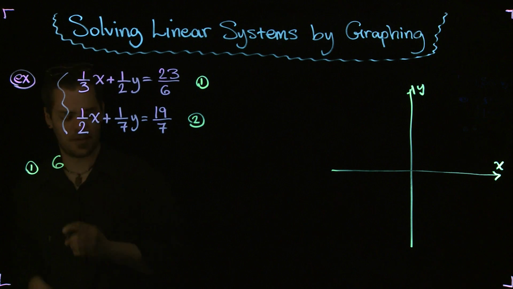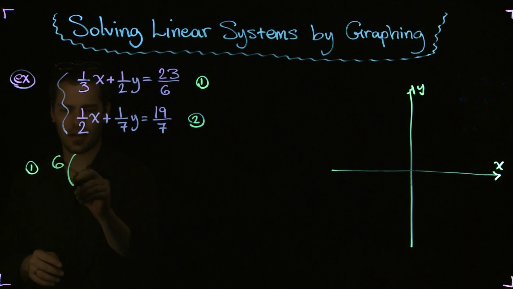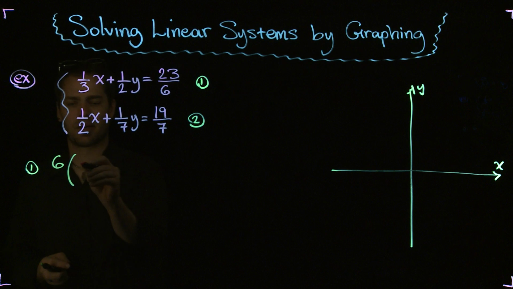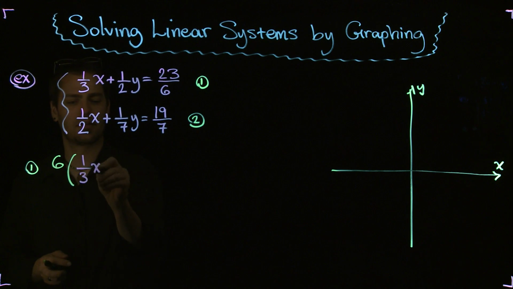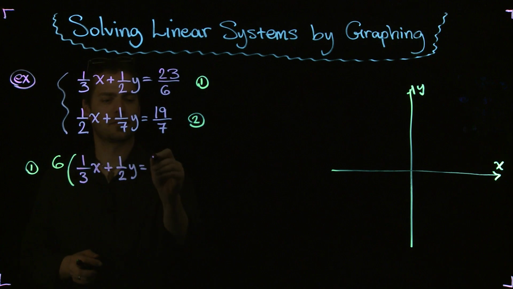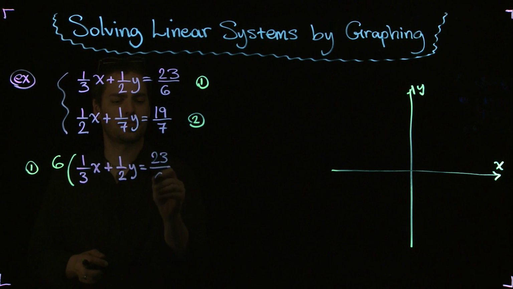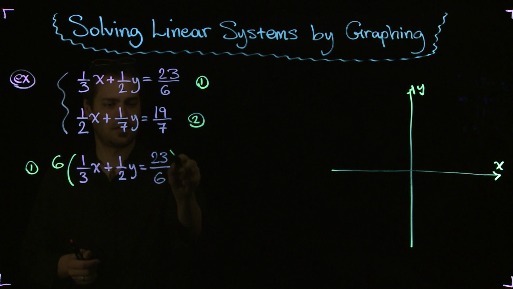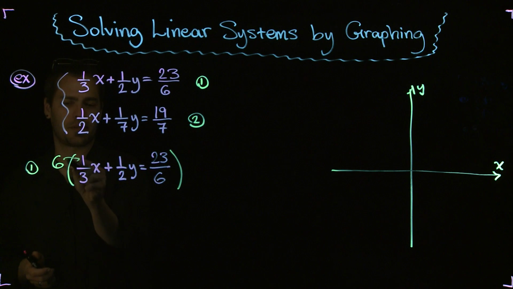And this is how I like to notate that. I just put the entire equation in there, like so. Okay. And essentially what we're doing is we're distributing the 6 to everything.